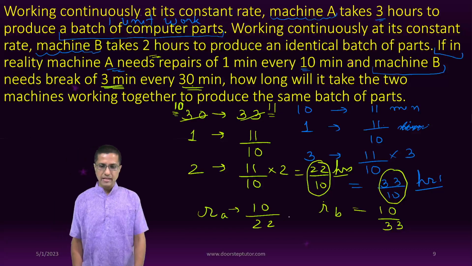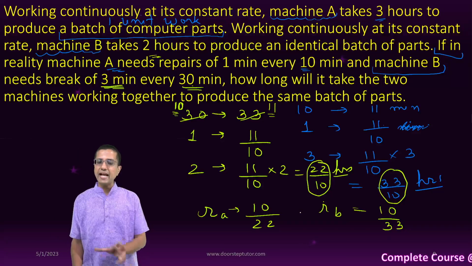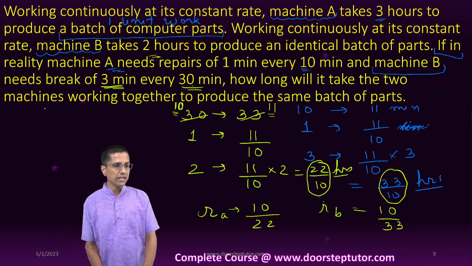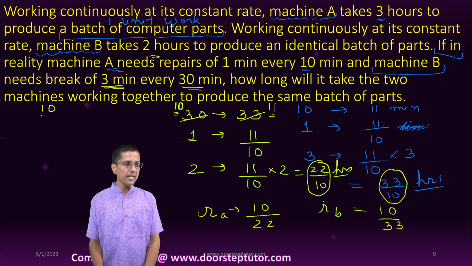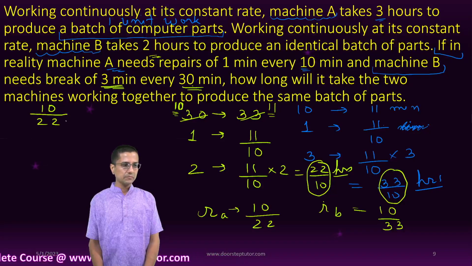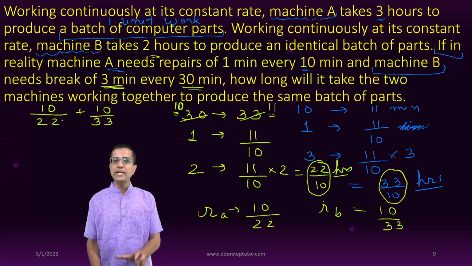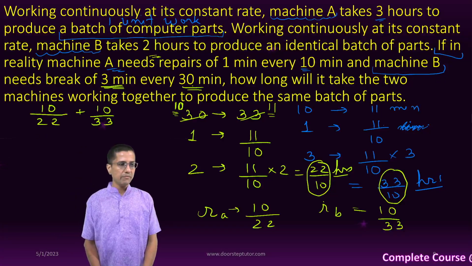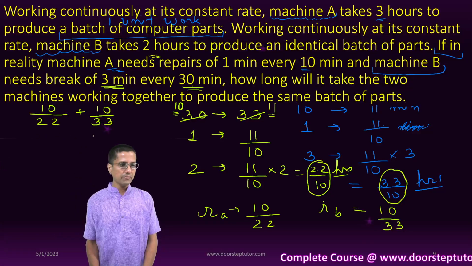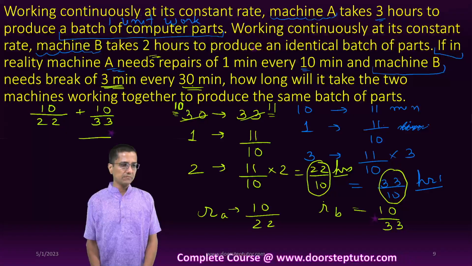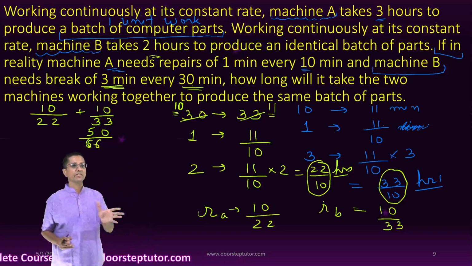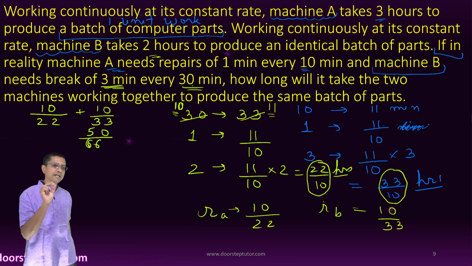Now, like we always do, we can add these two rates. We cannot add anything else, but only the rates we can add. So when they are working together, their combined rate would be what they would together complete in 1 hour. If you add these together, at the bottom 66 would be our common LCM, and at the top the answer would be 20 plus 30, which is equal to 50. So this is their combined rate of work.